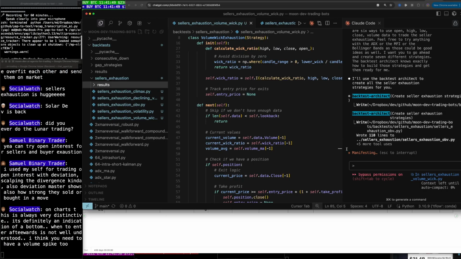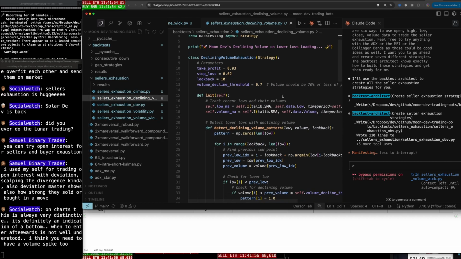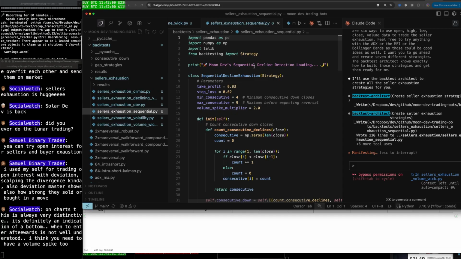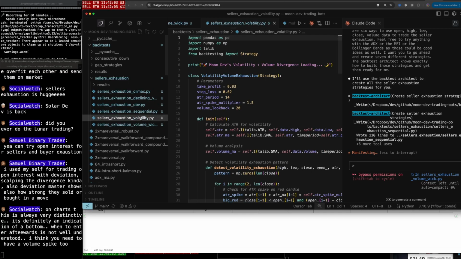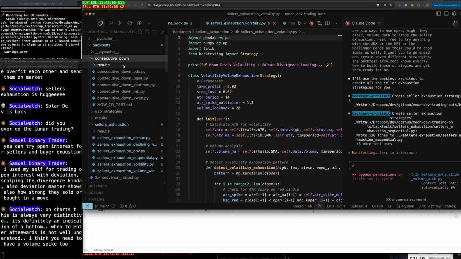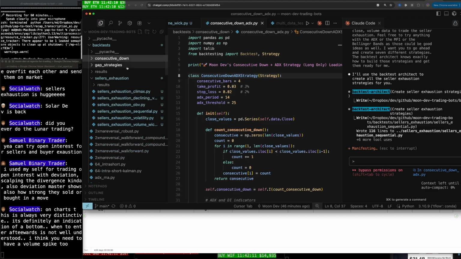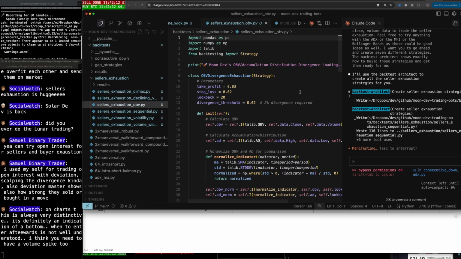Come on. She's got 5 built already. And we'll see if she can get it going. I believe in her. From backtesting and import strategy. Let's see what these other ones are looking like. Backtest and strategy. We'll see.